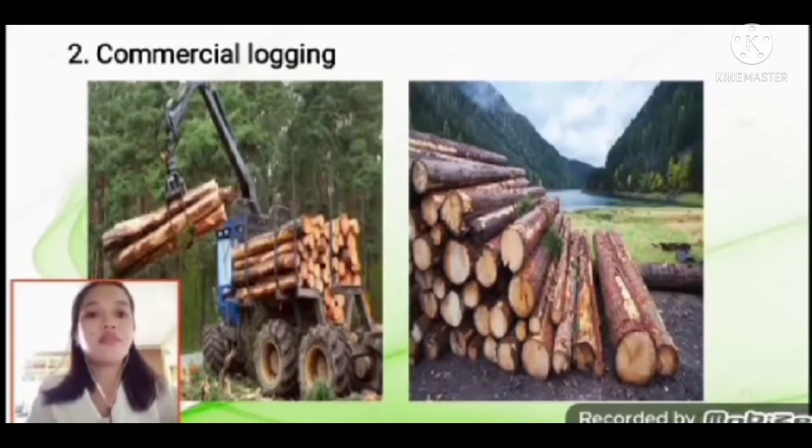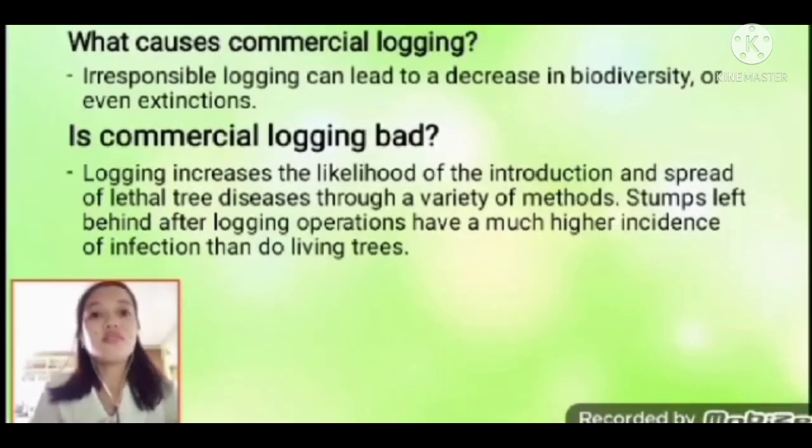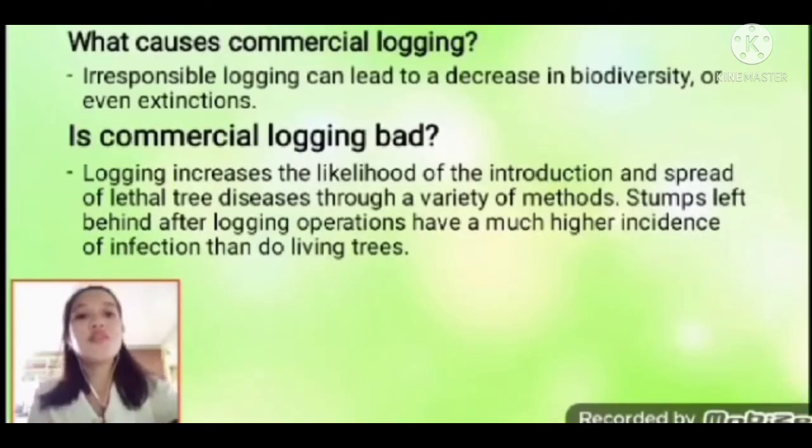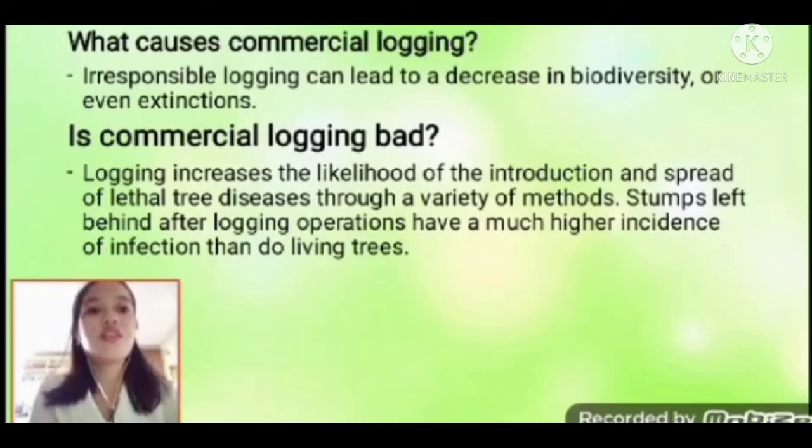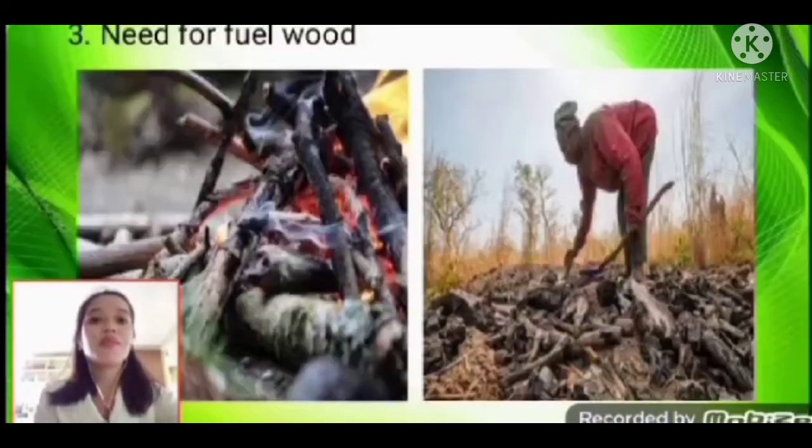Commercial logging. What causes commercial logging? Irresponsible logging can lead to a decrease in biodiversity or even extinctions. Is commercial logging bad? Logging increases the likelihood of the introduction and spread of lethal tree diseases through a variety of methods. Stumps left behind after logging operations have a much higher incidence of infection than do living trees.